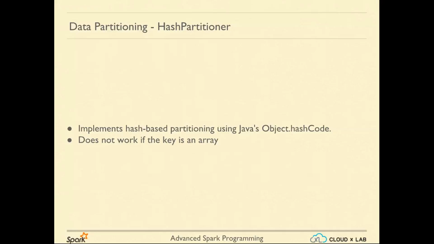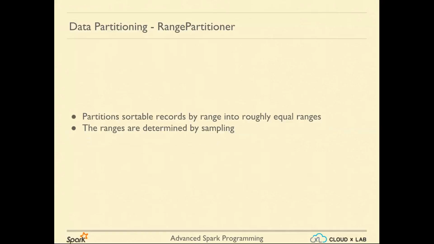So the case classes have already automatically created the hash code function for us based on all the parameters that we have passed as arguments. So it does not work if the key is an array. We have to make sure that the key is non-array. It should be an object.